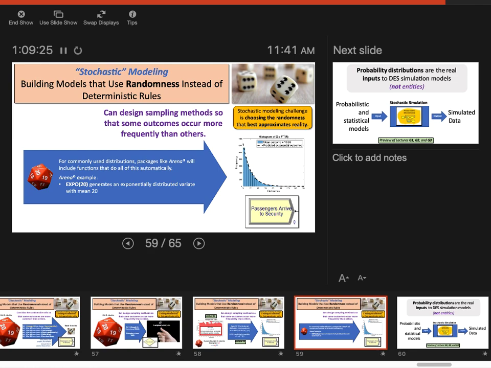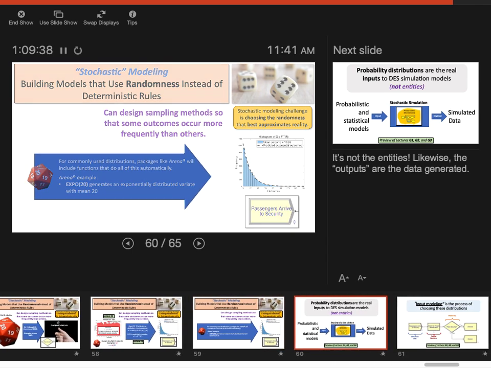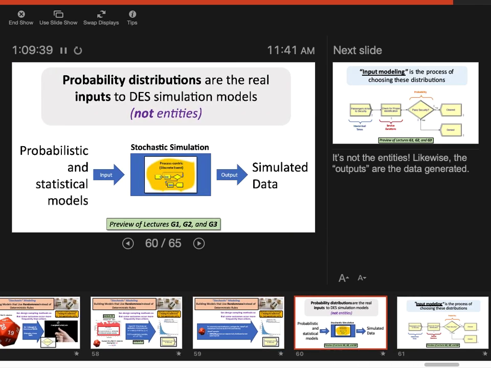And so ARENA, fortunately, has done the work for us for most of the very common distributions. So in that case, once you know the average of that distribution, or maybe the average and the standard deviation, you just ask ARENA, and it will give you outcomes that are drawn from that. So the inputs to our models are probabilistic distributions.